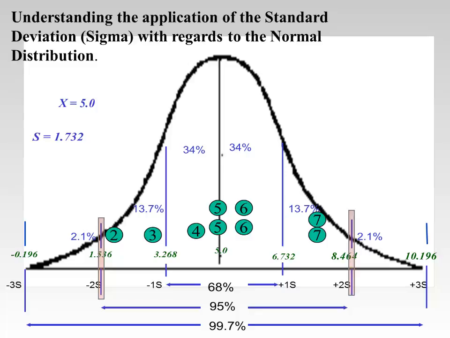Moving out to 2 standard deviations, 95% of the data will be within these limits. And finally, 99.7% of data under a normal curve will be contained within the plus or minus 3 standard deviation limits. This 3 standard deviation limit will be discussed and used later during our discussion of control charts.